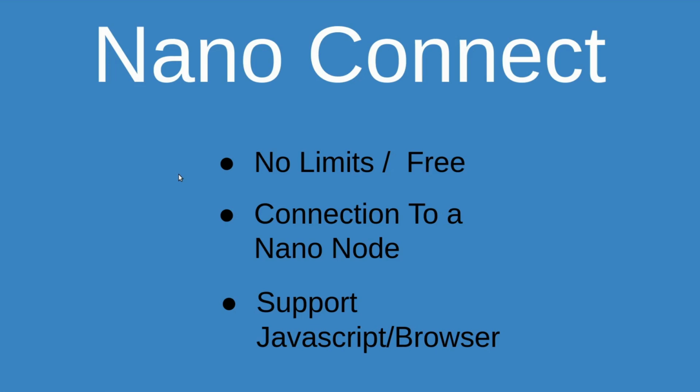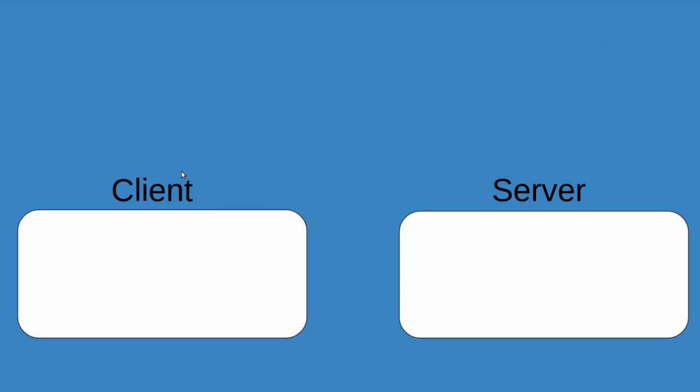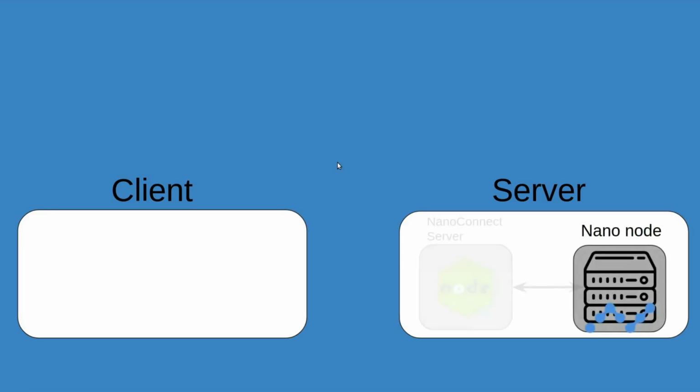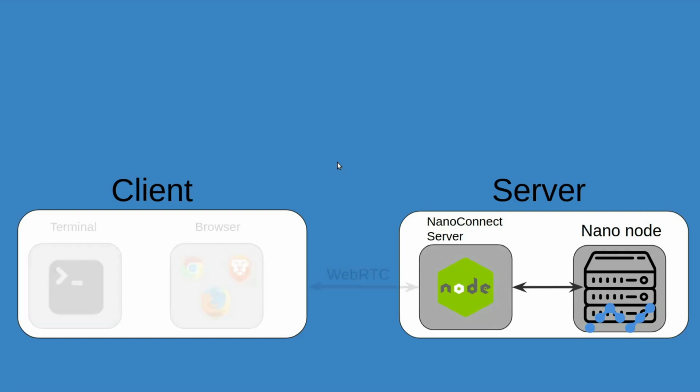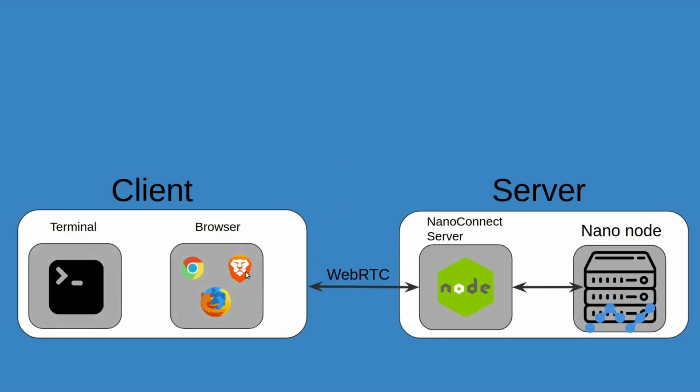And what that looks like is basically we have our client and server model, and the server is running the Nano node, and it's also running this Nano connection server, which is just a node server that has WebRTC connections for the browser or for a terminal. And normally what this model will entail is having some sort of dedicated system with a static IP address that is up 100% of the time.